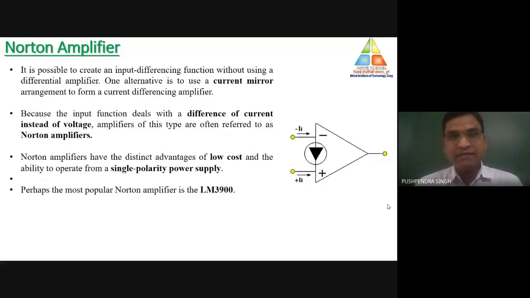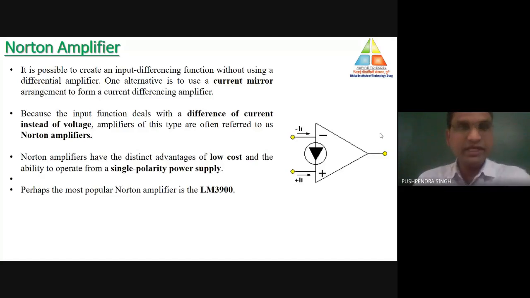Now the Norton amplifier works on the principle of current differencing. Which principle? The principle of difference in current. The basic operational amplifier works on the principle of difference of voltage, but the Norton amplifier works on the principle of difference in current. This is the basic and fundamental difference between the Norton amplifier and the normal IC 741.